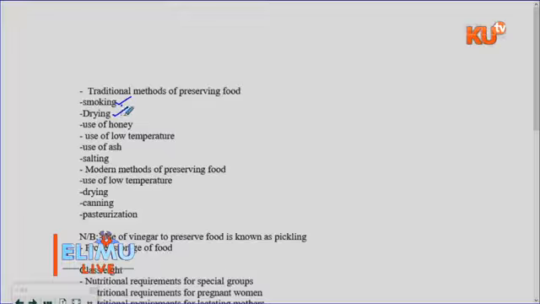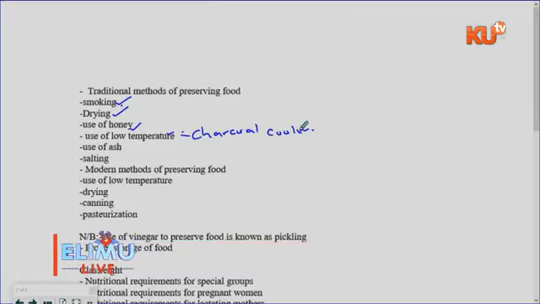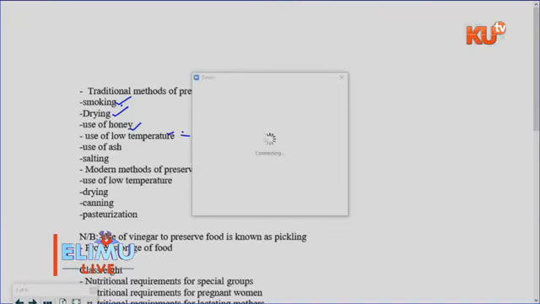Number 2, we have drying. Drying dehydrates the food, or dehydration is removing water. Use of honey preserves food by removing air. Use of low temperature. When we talk about traditional methods of preserving food, in our mind, we should have something called a charcoal cooler. A charcoal cooler is commonly known as use of low temperature, and this one preserves food through a principle called evaporation. Evaporation causes what we call a cooling effect.